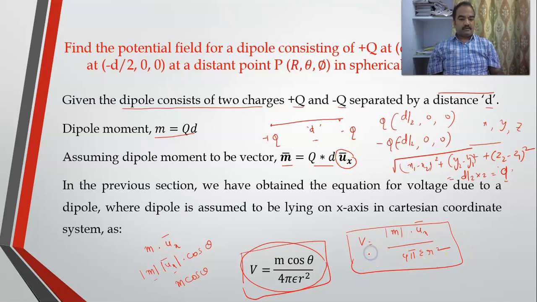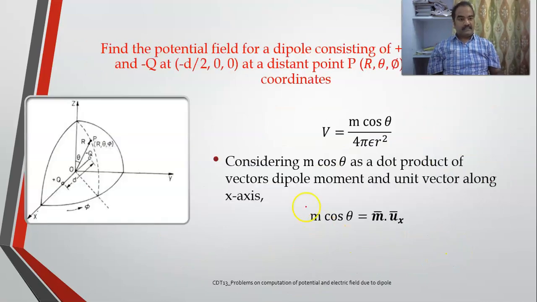Okay, now I will extend this equation. See, this is the equation. I will try to extend this equation into spherical coordinates, because he is mentioning that the point P is in spherical coordinates. So I will try to convert this into a spherical coordinate system. See, this is a point. So this will be the radius, this will be the solid angle, this will be the angle.